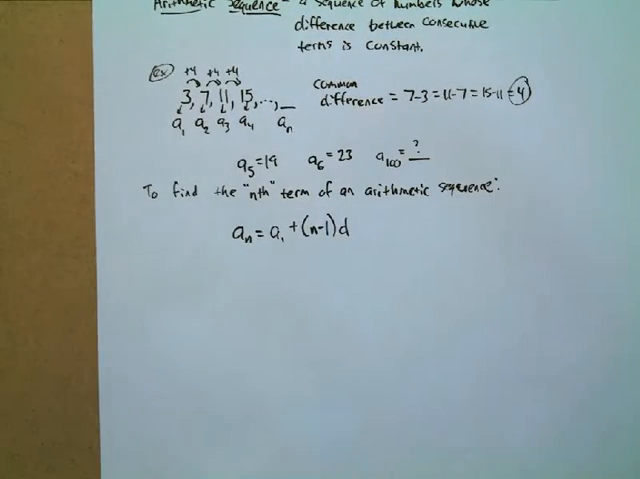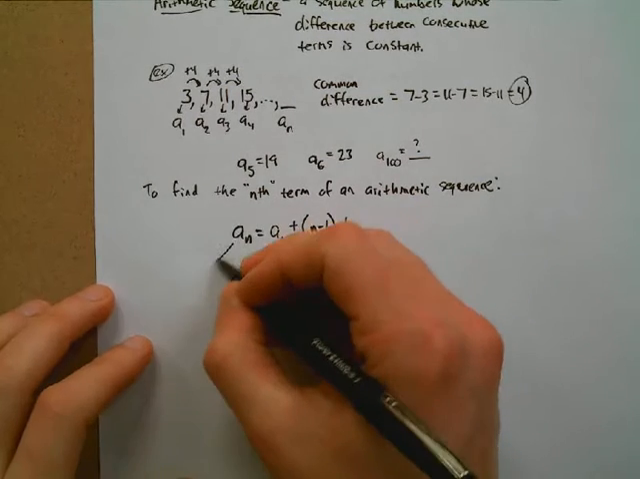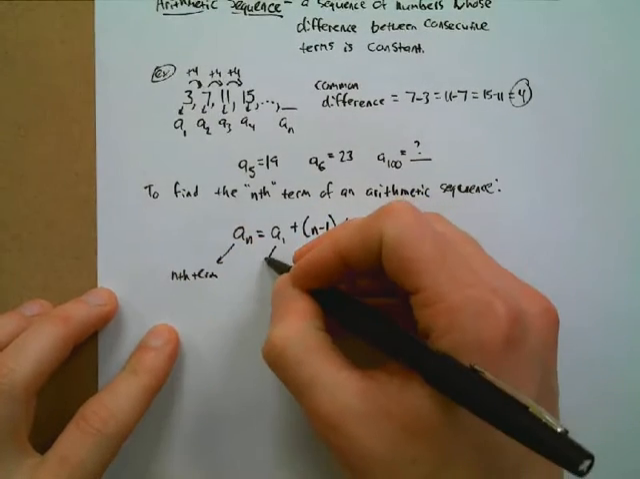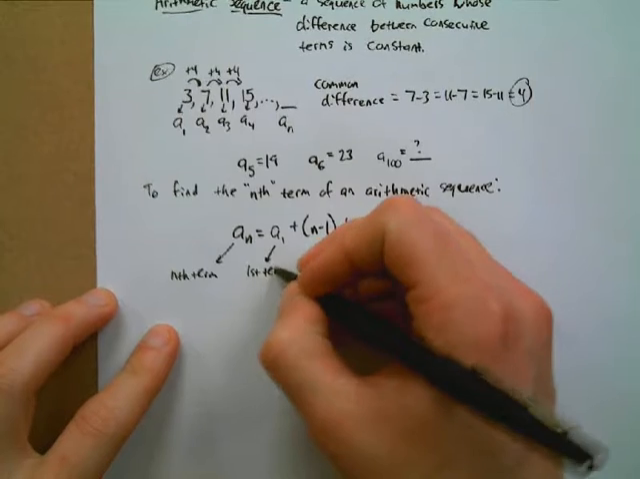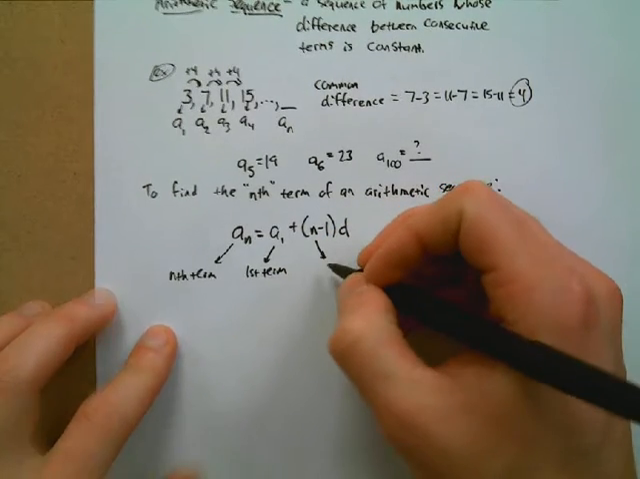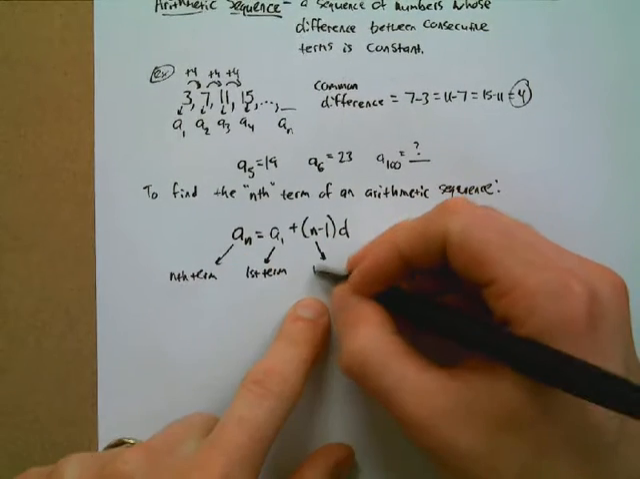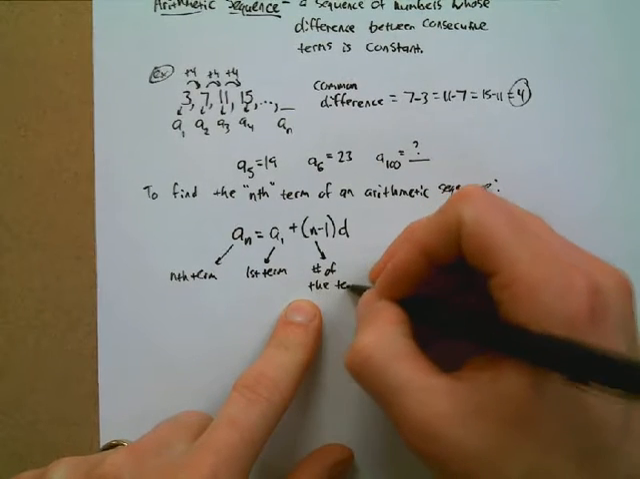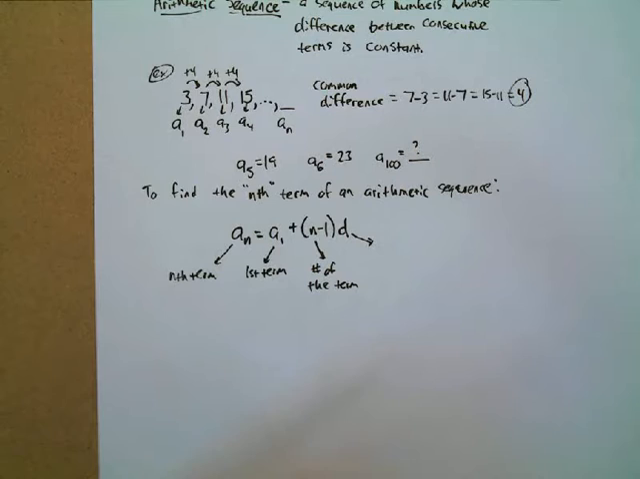Again, you won't be responsible for memorizing this formula. You'll be given it, but you will need to know how to use it, right? So a sub n stands for the nth term. A sub 1 is the first term of that sequence. N is just the number of the term. And then d, what do you think that stands for? It's the common difference. Yeah, d stands for the common difference.